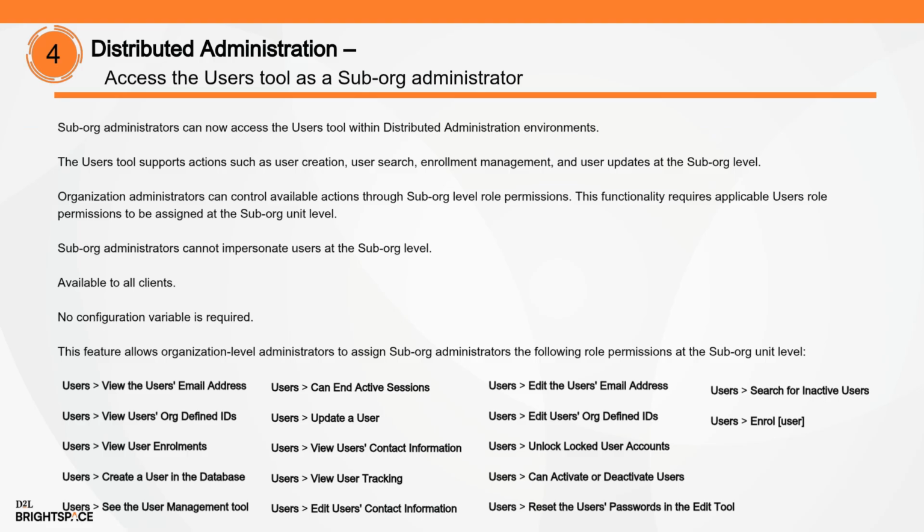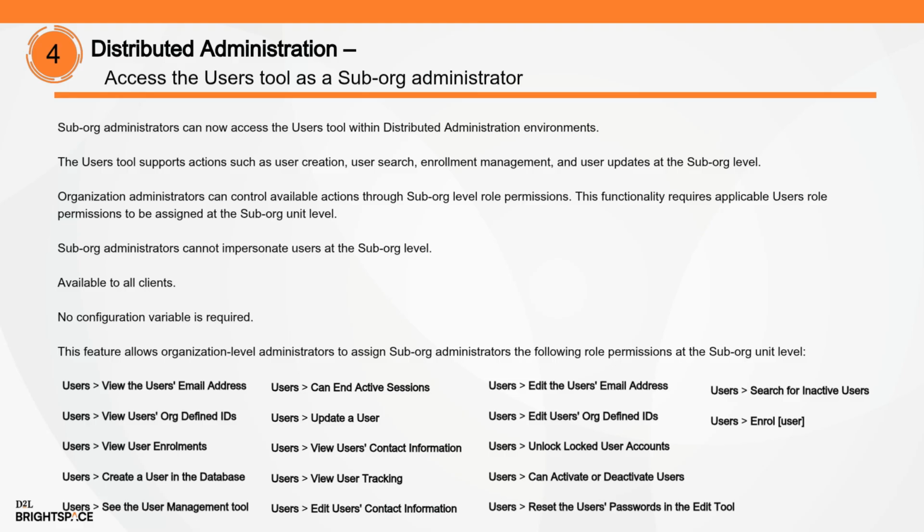Sub-org administrators in distributed administration environments can now access the Users tool at the sub-org level. With the appropriate permissions, sub-org administrators can create users, search for users, manage enrollments, and delete users within their sub-org. Organization administrators can control which user management actions are available by assigning specific role permissions at the sub-org unit level. Previously, sub-org administrators could not access the Users tool directly from the sub-org level. Available to all clients.